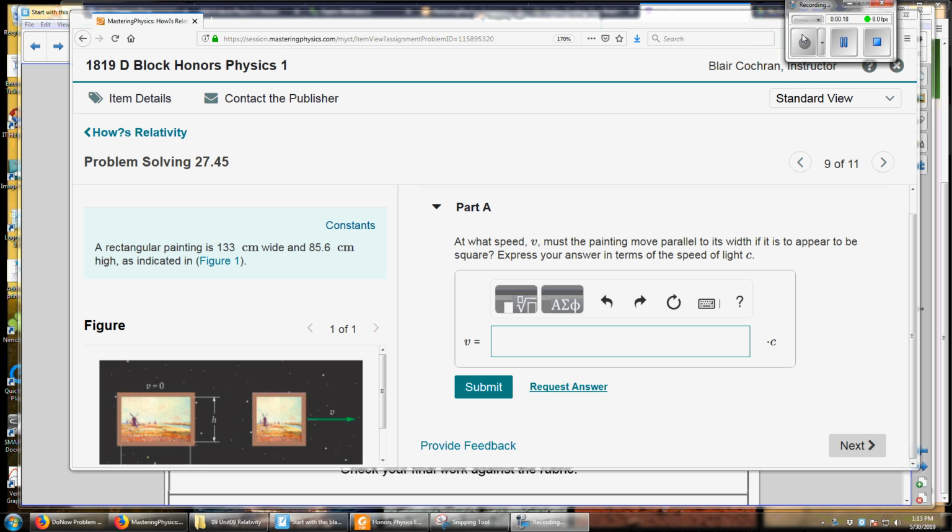Alright, so it's saying, what speed must the painting move parallel to its width to appear to be square? Express your answer in terms of the speed of light, c. So one thing I always think of when they say express in terms of c, I think of solving for v over c rather than just for v.